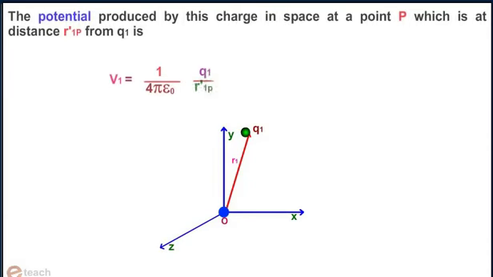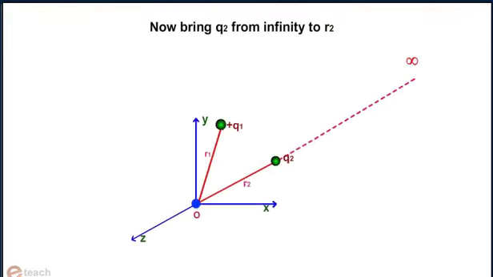Then the potential produced by this charge in space at a point P, which is at a distance r'1p from q1, is V1 equals 1 by 4 pi epsilon naught q1 divided by r'1p. Now bring q2 from infinity to r2.